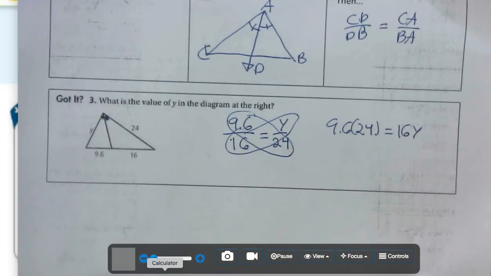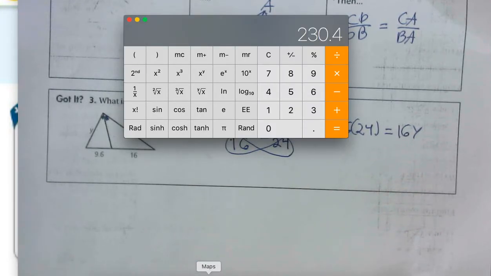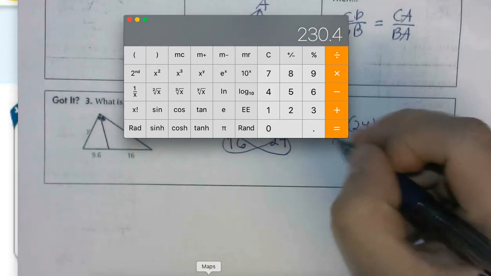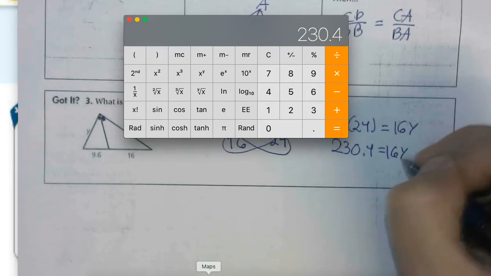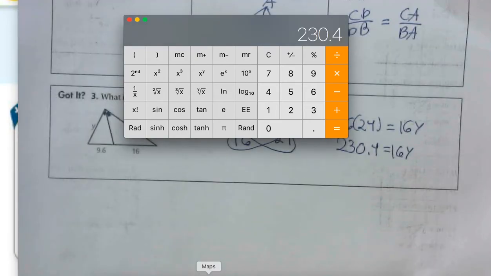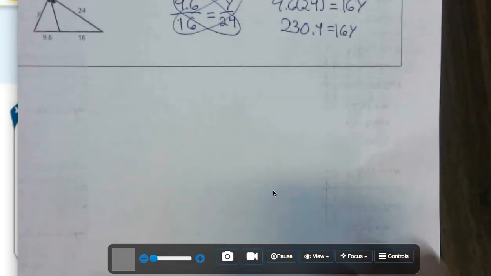Where's my calculator at? 9.6 times 24, 230.4. Great. And that should be equal to 16y. So let's divide it by 16. 14.4, sounds good. Call it a day.